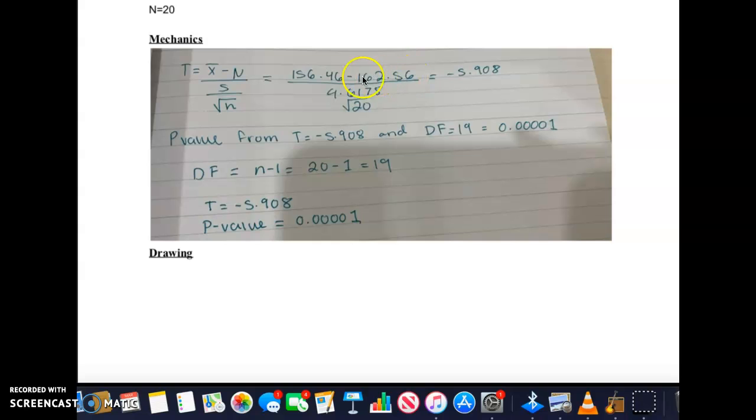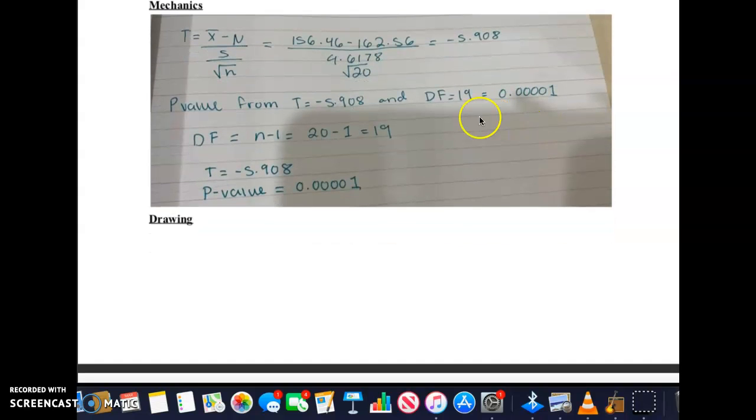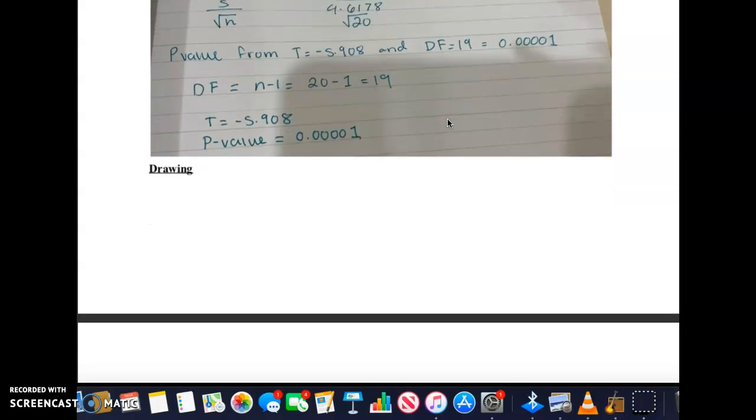Here are the mechanics, basically finding the t-score, and the p-value from the t-score and the degrees of freedom. Our t-value equaled negative 5.908. Here's the formula right there. And our p-value ended up being 0.00001. And our degrees of freedom, which is n minus 1, equals 19.